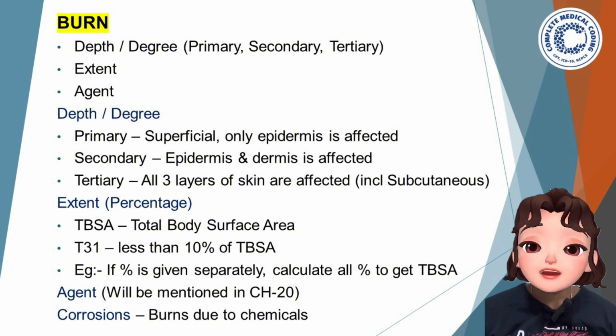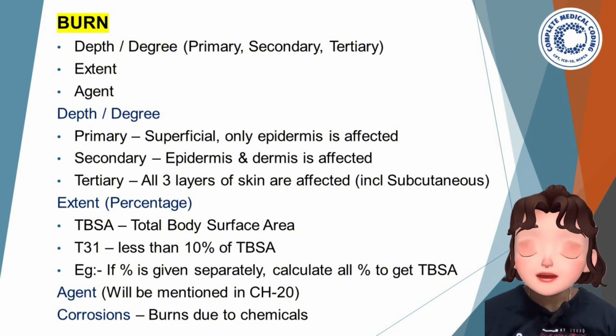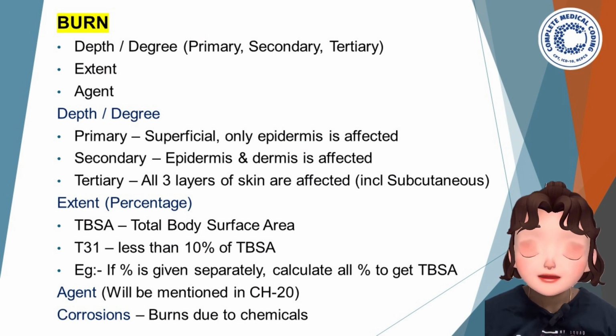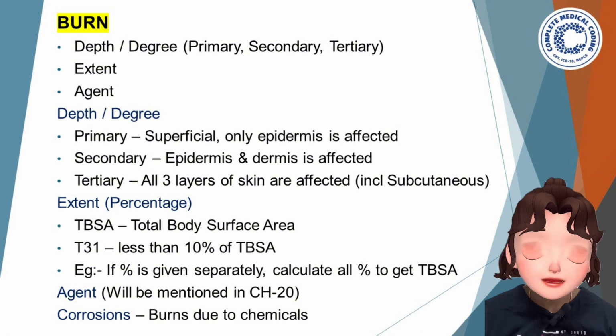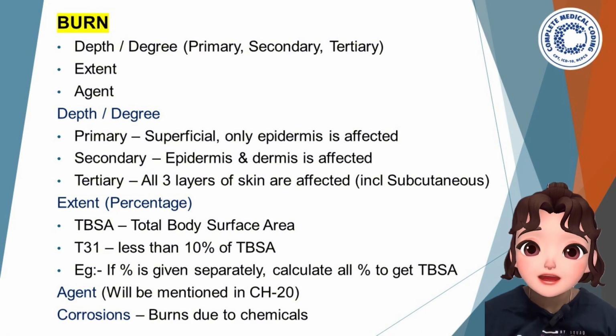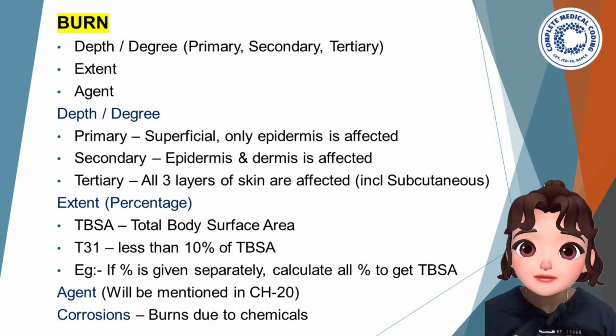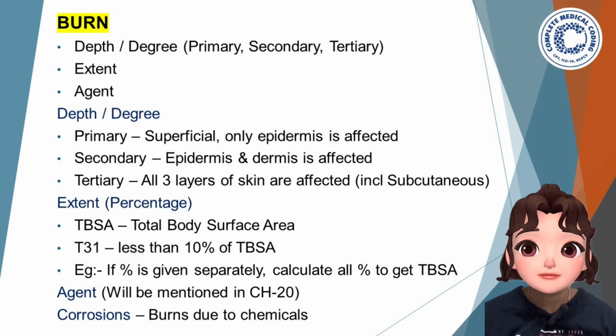For example, if percentage is given separately, calculate all the percentages to get the TBSA. If percentage is given separately, it means a separate percentage is given for different parts of the burns. For example, 10% in hand, 10% in leg, 10% in face, something like that. You have to add all the percentages to get the total body surface area. That's how you need to calculate the burn. Accordingly, you have to code it.